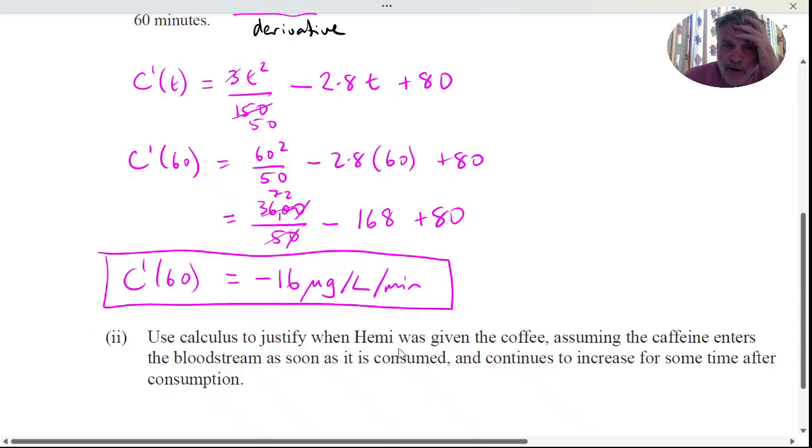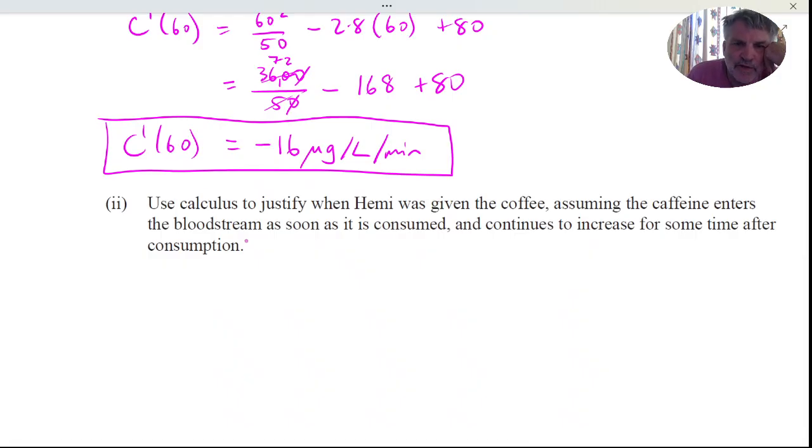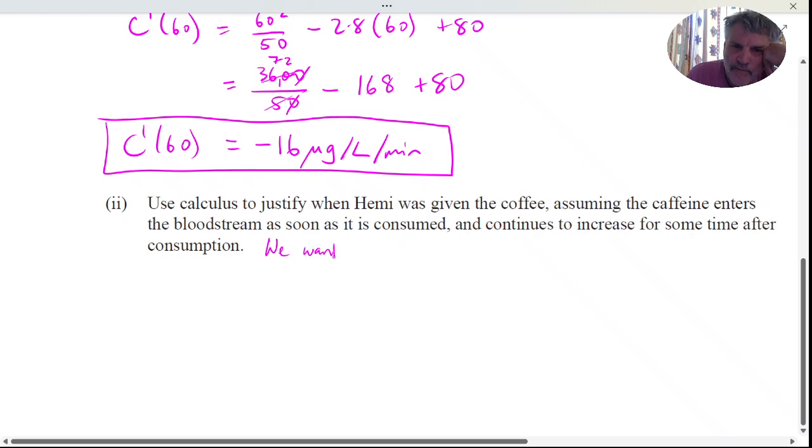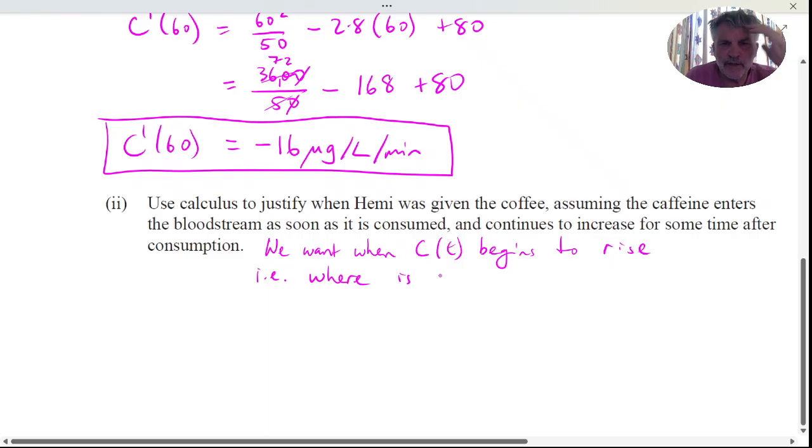Use calculus to justify when Hemi was given the coffee, assuming the caffeine enters the bloodstream as soon as it is consumed and continues to increase for some time after consumption. So we want the turning point here. We want when the concentration begins to rise. That is, where is the turning point?